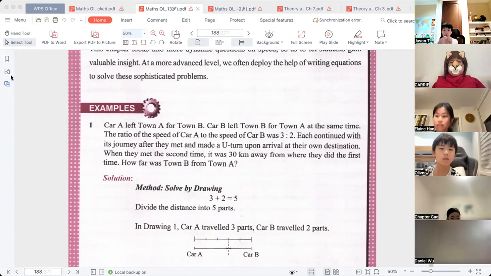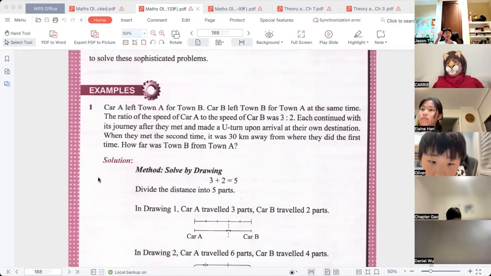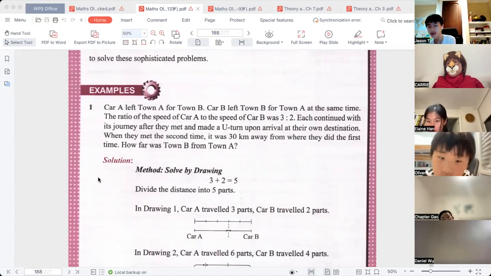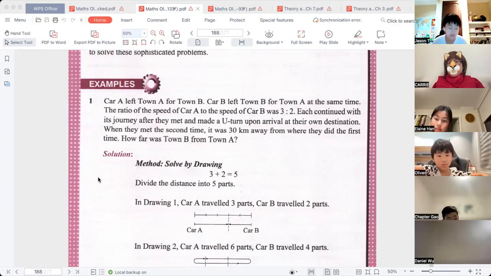Okay, so let's take a look at this one. We don't know the speed of car A and car B, correct? Neither do we know the distance between town A and town B. The only true measurement we know is that the second time they meet is 30 kilometers away from where they did the first time. Correct, everybody? So for this question, obviously, we have to use something we learned.